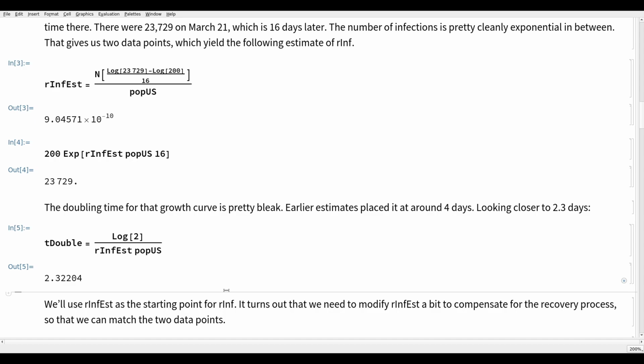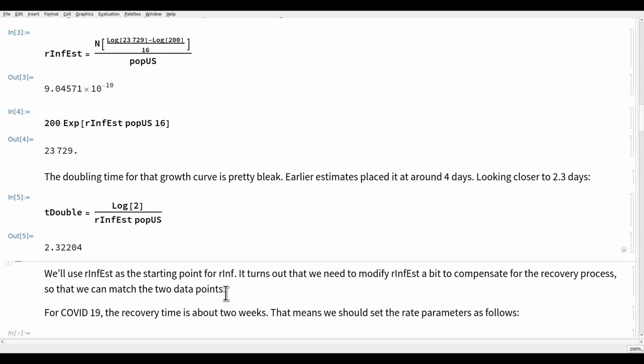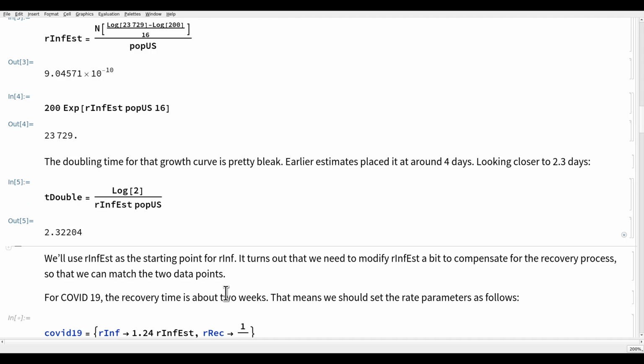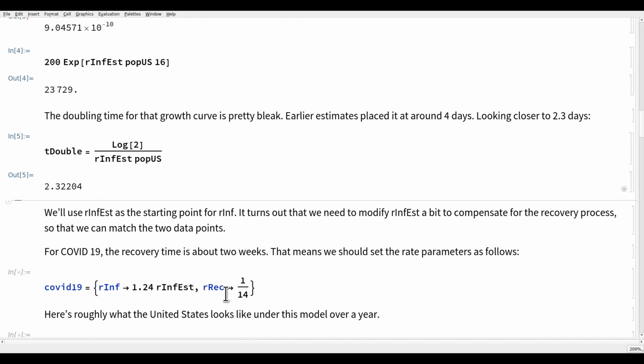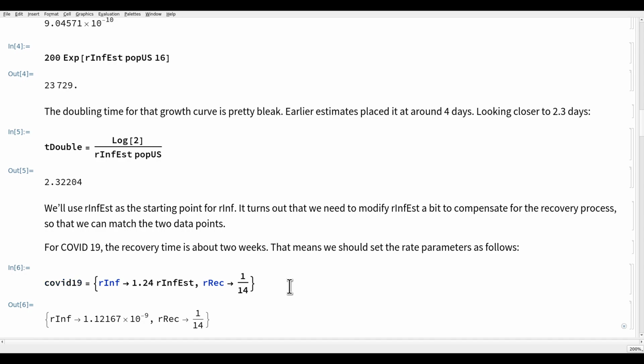I do need to make a modification to rInf_est for the SIR dynamics. That's because the exponential model that I've just showed you ignores the recovery process. At the very beginning, the recovery process is negligible, but once you get about a month in, you really need to have a recovery process. So these are the values of rInf and rRec that I'm going to use in the next calculation.